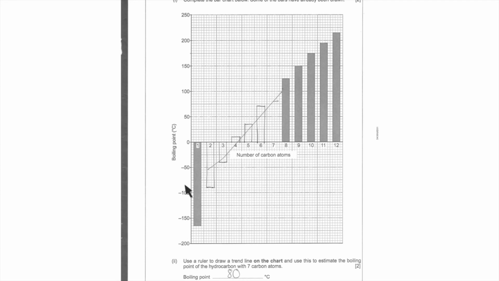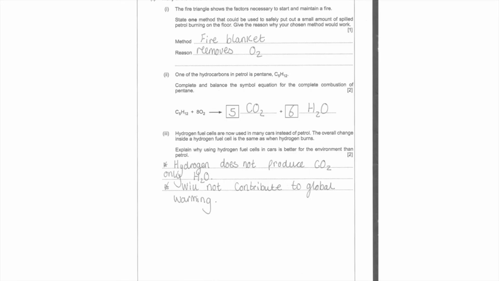Then you had to draw a trend line to work out where you believed that the carbon 7 would be, okay? So a bit of a different one, quite a difficult scale as well, because there's 50 there, so each of them was 5, okay? And it was minuses, very difficult scale, very difficult question, okay, in terms of bars, because they don't often come up. Then it says, one method that would safely put out a bit of spilled petrol, okay?